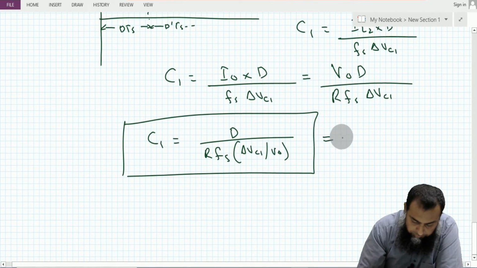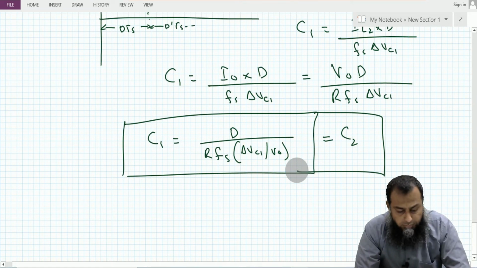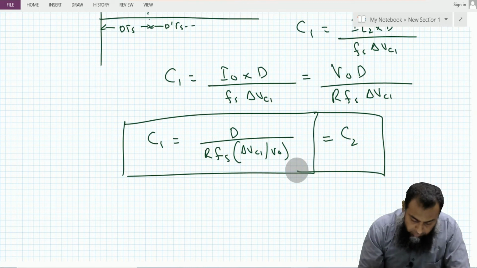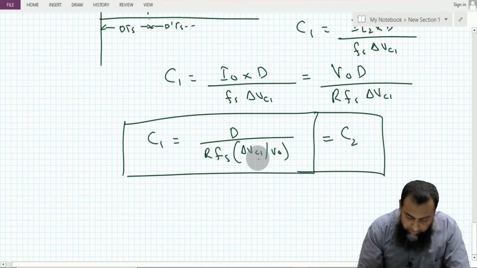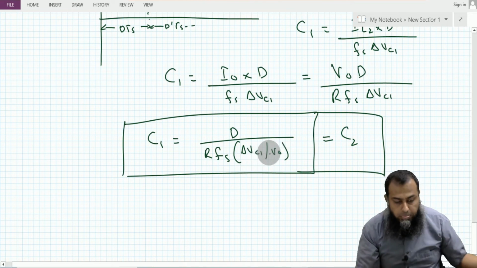If you do the calculation for the capacitor C2 using the same concept, then this is also equal to the same. So the value of C1 and C2 is the same, but for C2 this delta VC1 will become equal to delta VC2.